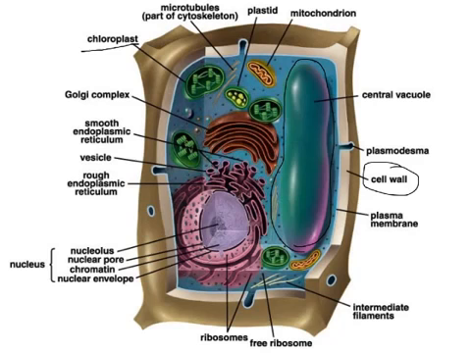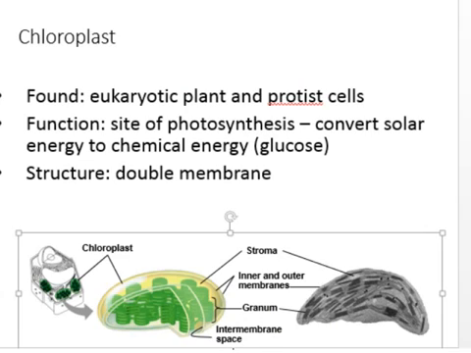So the first organelle that's unique to plants is the chloroplast. Chloroplast is found in plants, and it's actually also found in protists, which is a whole different kingdom than the animal kingdom or the plant kingdom. So it's not just in plants, it's just not in animals.